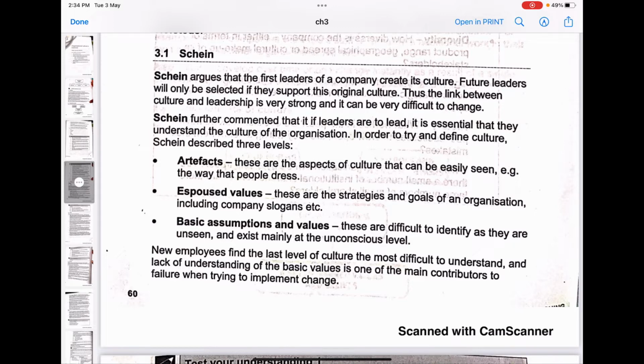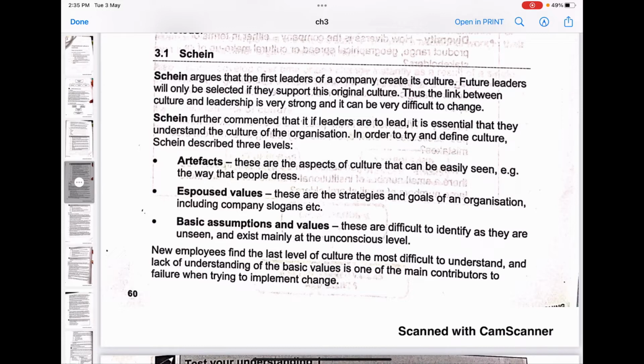Artifacts are the aspects of culture which are physically seen, like the way they dress. Espoused values. These are the strategies and goals of an organization, including company slogans. So espoused values include the goals of the organization and the various strategies of the organization. Basic assumptions and values. These are difficult to identify, as they are unseen and exist mainly at the unconscious level.